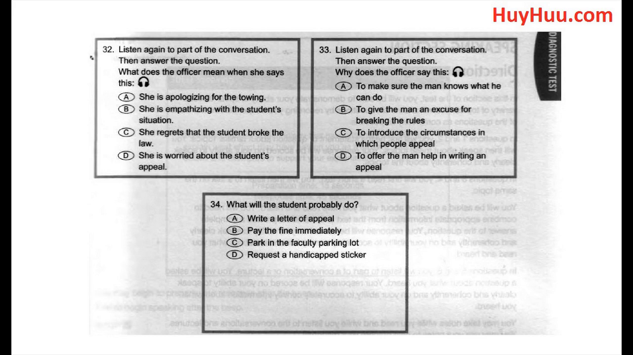33. Listen again to part of the conversation. Then answer the question. Well, you know, don't you, that you do have the right to appeal, since you believe that circumstances exist that may excuse you from certain university regulations. Why does the officer say this? Well, you know, don't you, that you do have the right to appeal. 34. What will the student probably do?